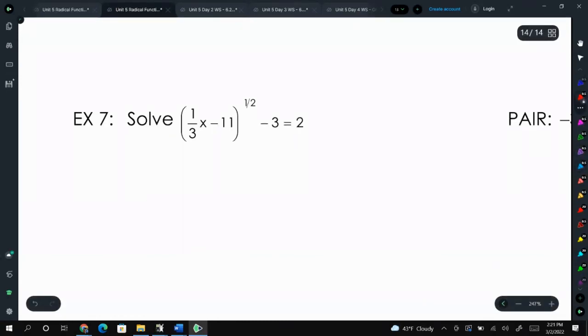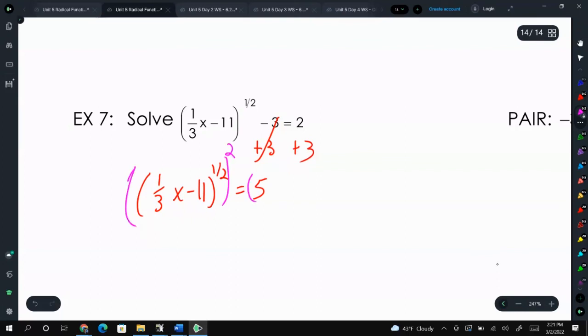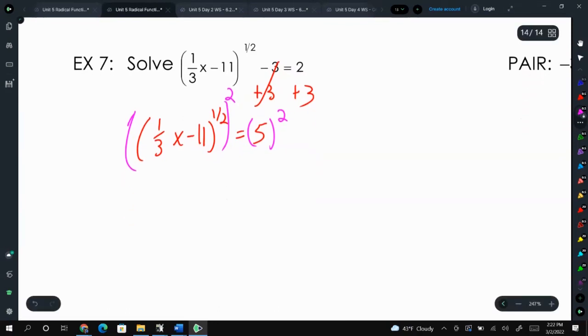All right, so then this problem, we're going to add 3 to both sides to get the rational exponent part by itself. Now, we're going to have to raise each side to the second power. We're not going to have to worry about plus or minus because raising something to the second power isn't a root. It's not like 1 over 2, which would be the square root. This is just squaring both sides.